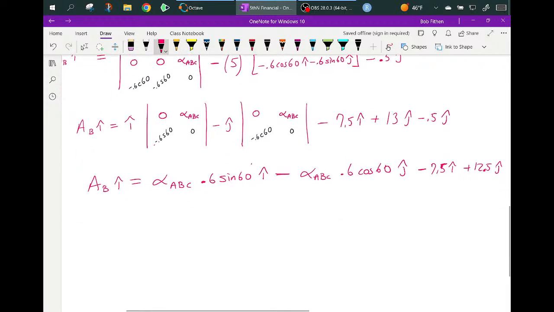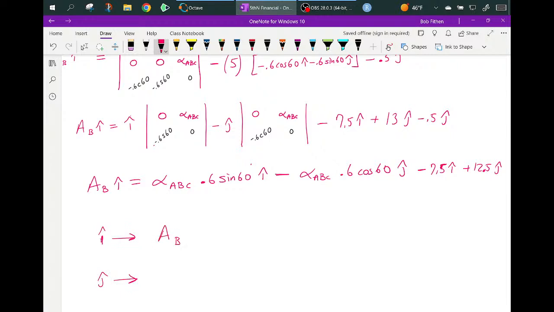So, what do we do now? Break it into the I component and break it into the J component. First one would be acceleration of B. Then I'll get this term, and this term for the I, alpha ABC 0.6 sine of 60 minus 7.5. 0 for the J, because there is no J over here. Now I'm looking for this term to go with this term.